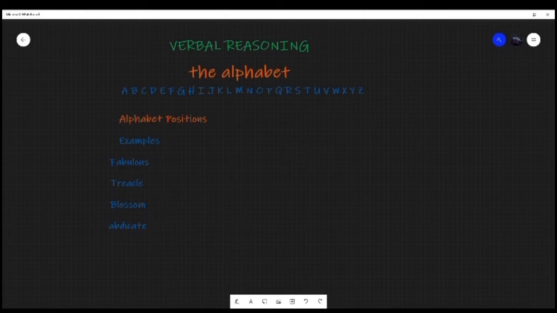So as you can see, we've got the alphabet up here and we've got some examples that we're going to go through, and we're going to be giving different questions with those 5 words. And the words are fabulous, treacle, blossom, abdicate. So one of the first type of questions you'll get are which letter is in position 12 in the alphabet, or 13 in the alphabet.